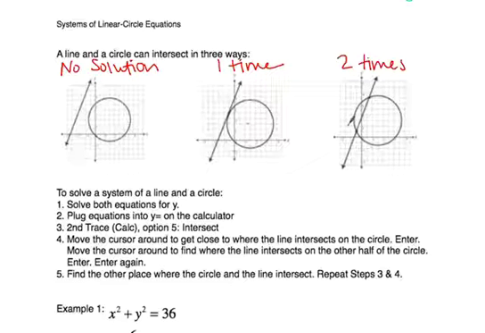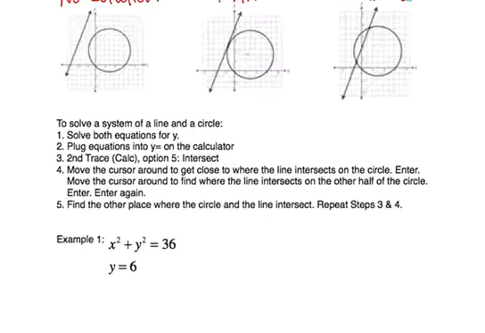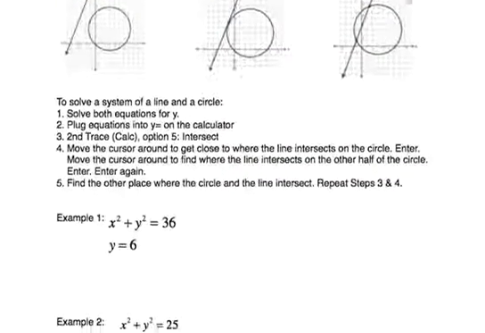You have done systems of linear equations, systems of linear inequalities, so you are fairly familiar with being able to find where a line crosses another line or a parabola or something like that. And so you're actually going to do this kind of the same way. You're going to start by solving both equations for y, put them in for y equals on the calculator, do second trace calc, and then option 5, because that'll bring up a menu. Option 5 is your intersect button, and then you'll just find the place where they intersect.